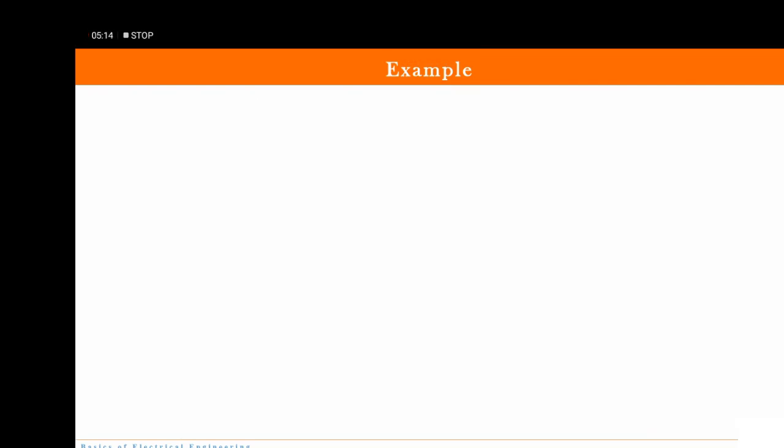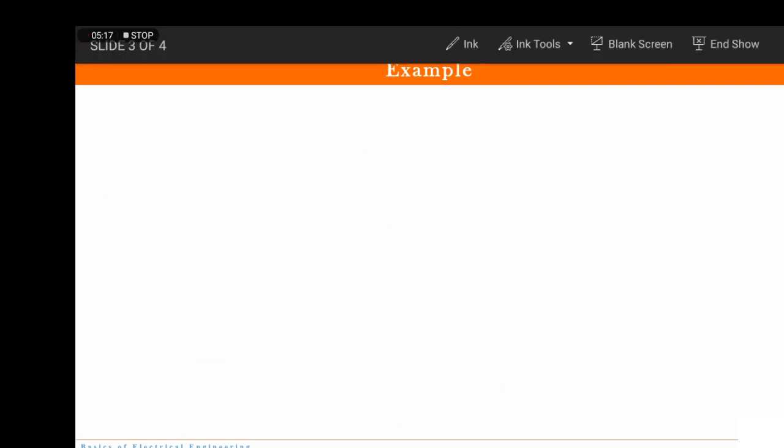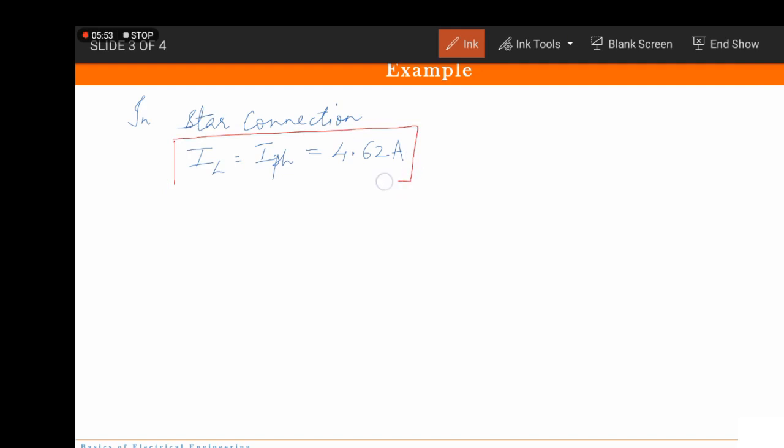Now comes line current. Okay. So in star connection, what is the relationship between the phase current and line current? They are same. Okay, the phase voltage and line voltages are not same, but line current and phase current are same in case of star connection. Fine. It means that my line current is also 4.62 amperes. Fine. So I got this as well.